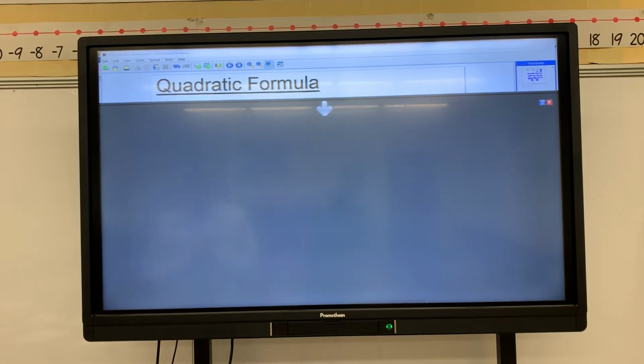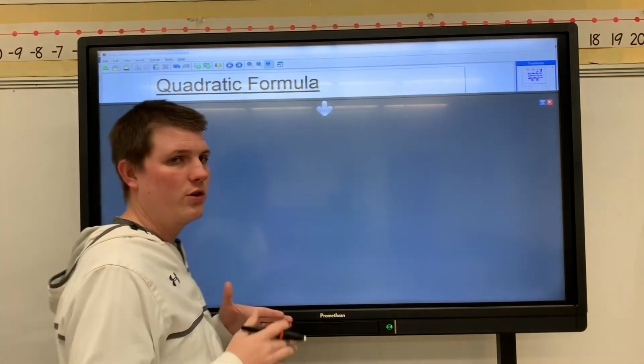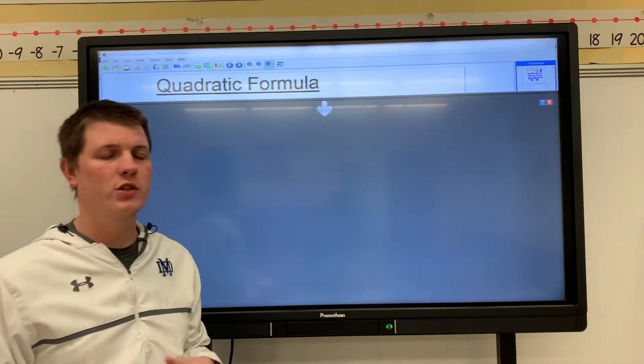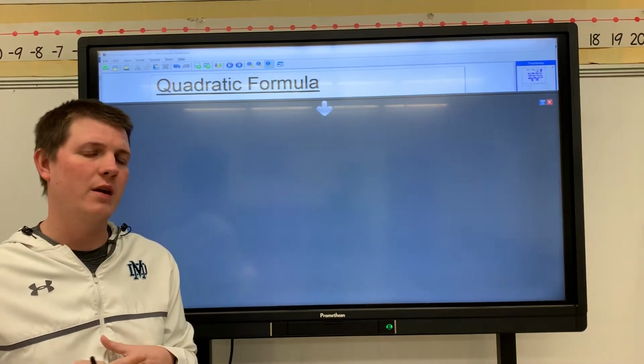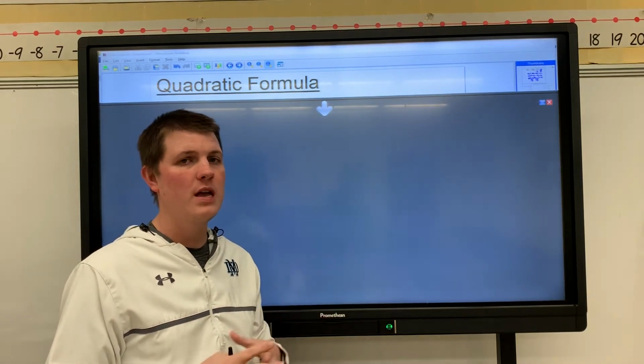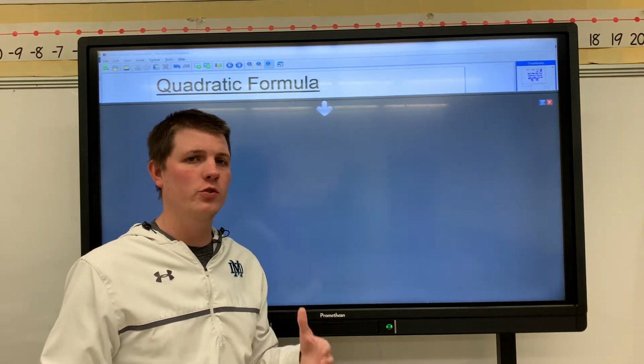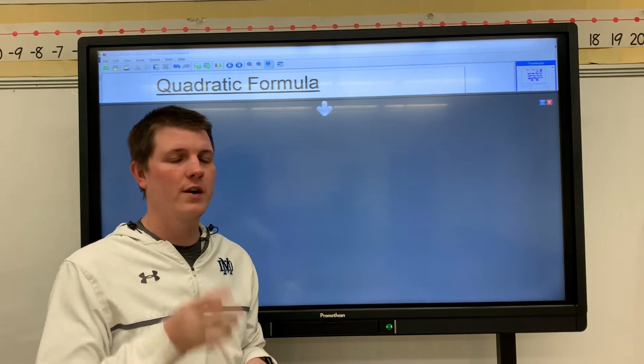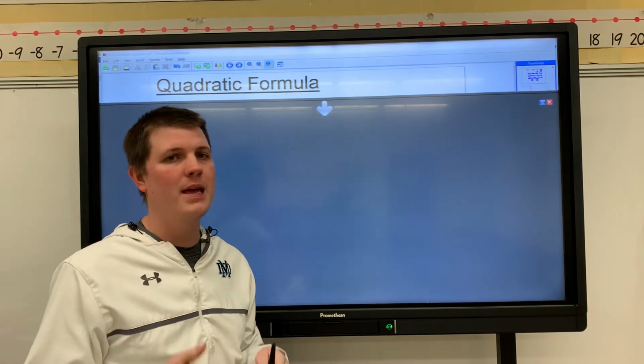Today's lesson, we're going to talk about another way to solve quadratic functions. Remember, a quadratic function is basically a trinomial or a binomial, anything with x squared in it, and we're going to solve it. Remember, our solutions to these are called roots. We're figuring out what number we can plug in to make it true.